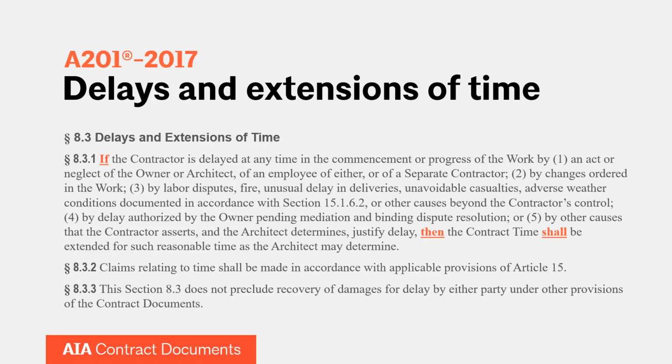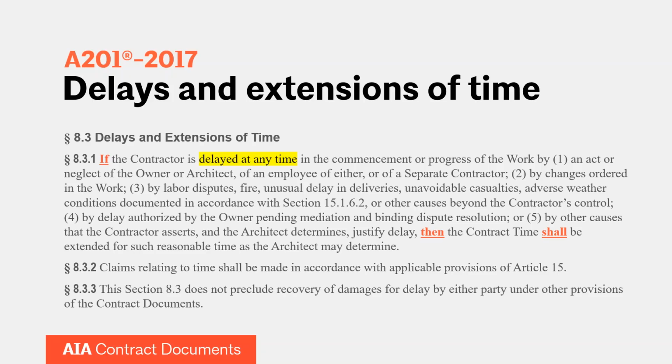So the first thing to understand is 8.3.1 is just a big if-then sentence. If this happens, then this shall happen. And it's important to understand that that's the framework of this sentence because that frames the issues and lays the backbone of this clause for the remaining issues that might come up. So first, let's talk about some of the other nuances of this clause.